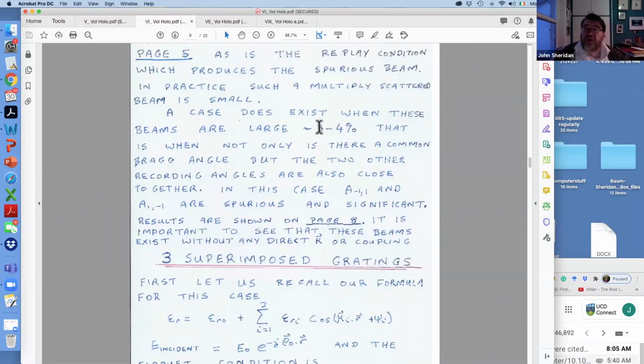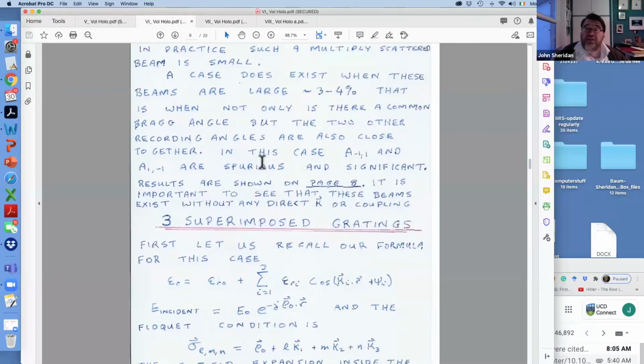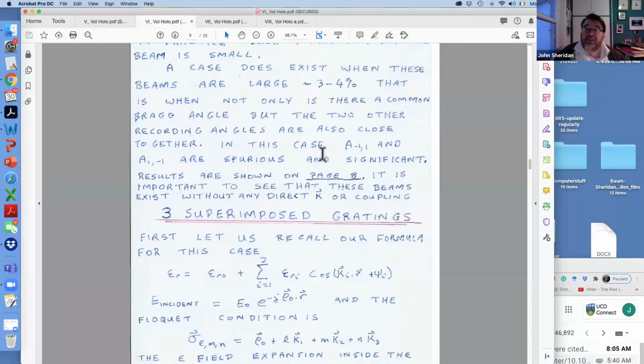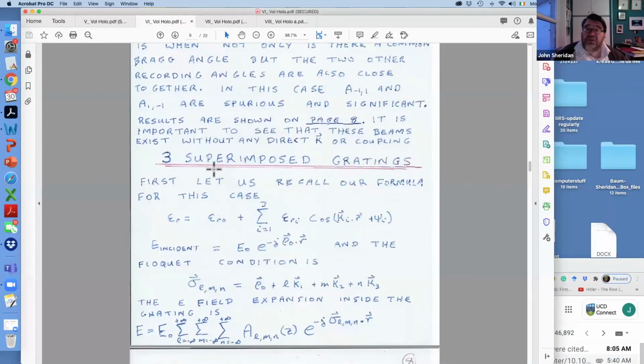A case does exist when these beams are large. So large here, we talk about 3 to 4%. Again, this would be associated with a reflection at a boundary. So it's an extra loss equivalent to a reflection at a boundary. That is when not only is there a common Bragg angle, but the two other recording angles are also close together. In this case, A-1,1 and A1,-1 are spurious and significant. Results are shown on page 8.